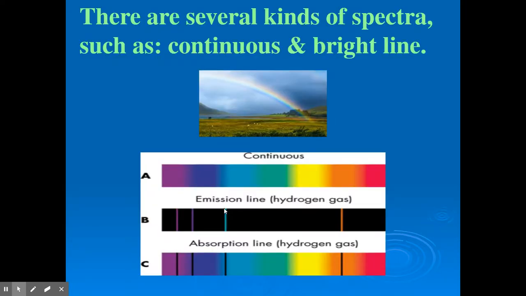So there's types of spectra. There's continuous, there's bright line, and then with bright lines, you can have what's called an emission spectrum and an absorption spectrum. They're just the opposites of each other. So a continuous spectrum is like a rainbow. That's why I put a rainbow up here. Where one color ends and one color begins, you really can't tell. They kind of blend together.